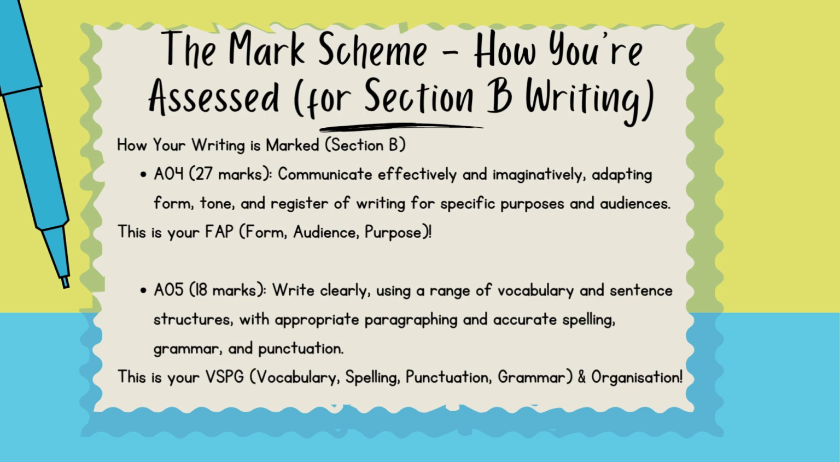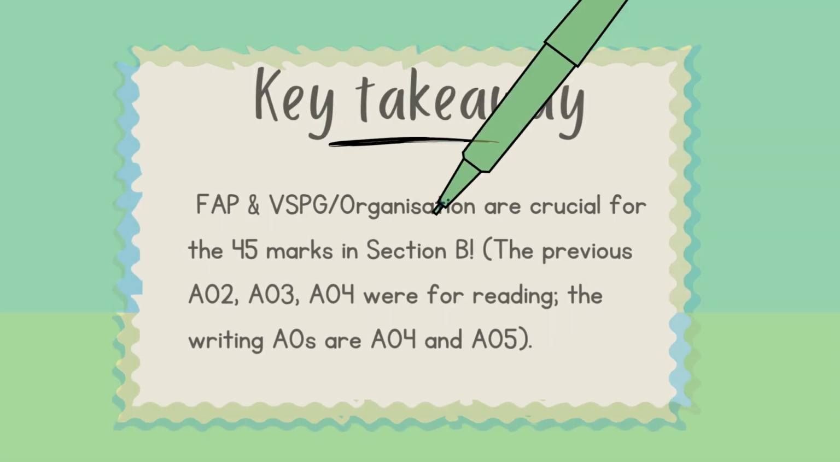Then moving to AO5, which carries 18 marks of the 45. This is the section that assesses your ability to write clearly using a range of vocabulary and sentence structures with appropriate paragraphing, accurate spelling, grammar, and punctuation, of course. This is your VSPG, or vocabulary, spelling, punctuation, and grammar, and your overall organizing and fluency in writing.